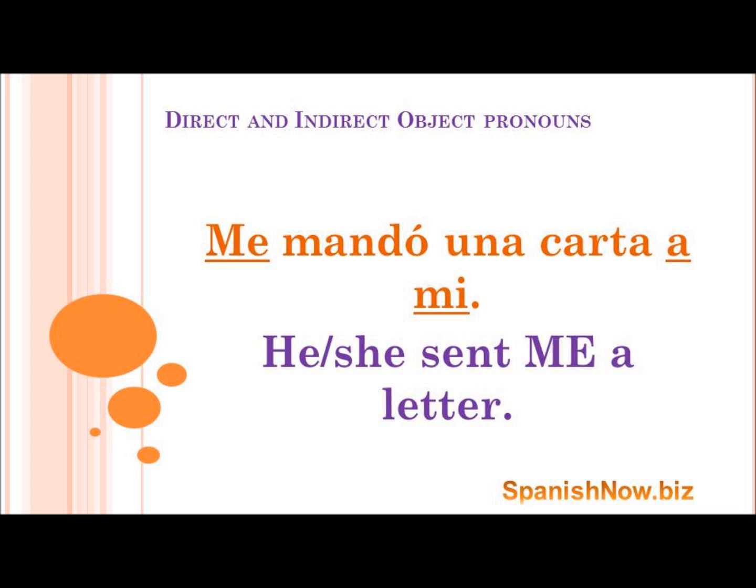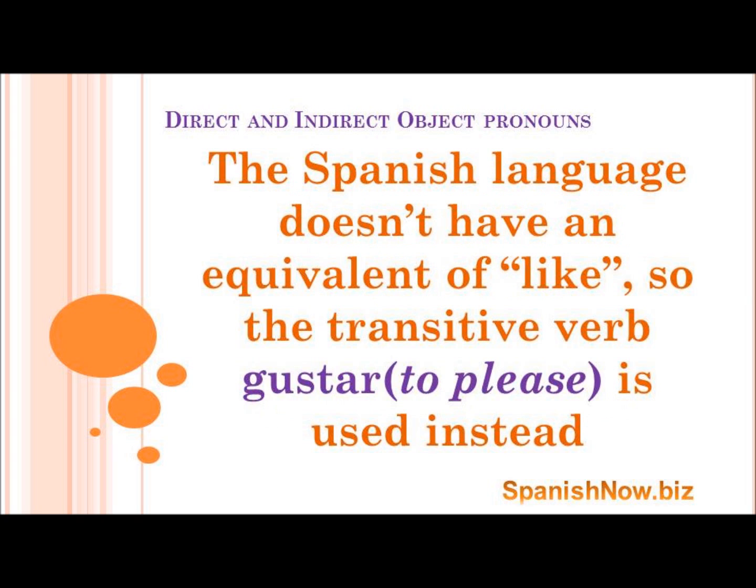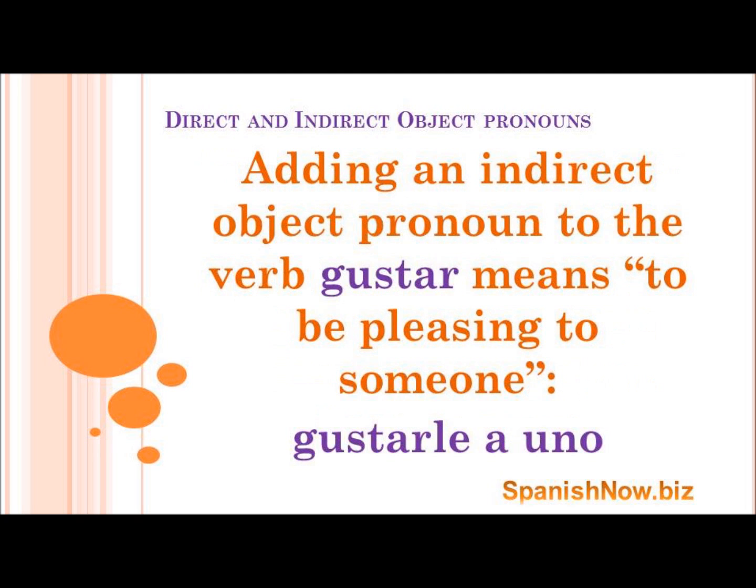So let's talk about a special use of the indirect object pronoun. Let's look at the verb gustarle. Spanish does not have an equivalent of like as we have in English. So if we say I like pizza or I like the movies, they don't have that verb in Spanish. So what they do is they use the transitive verb gustar, to please, and then they slap an indirect object pronoun on top of that. So something is pleasing to someone.